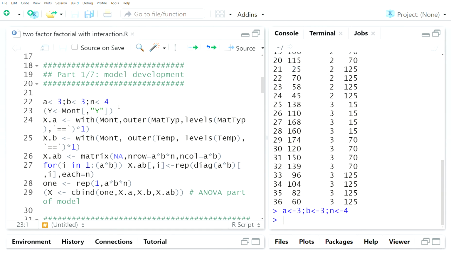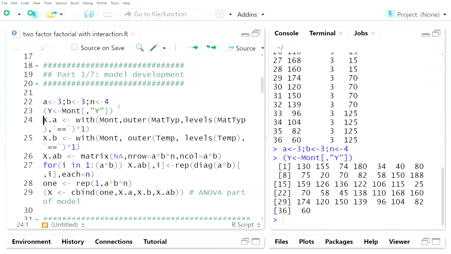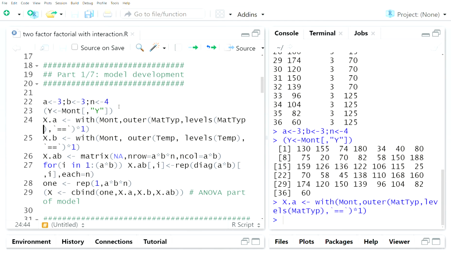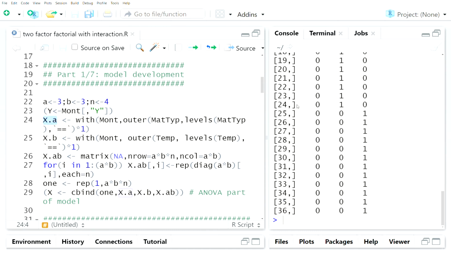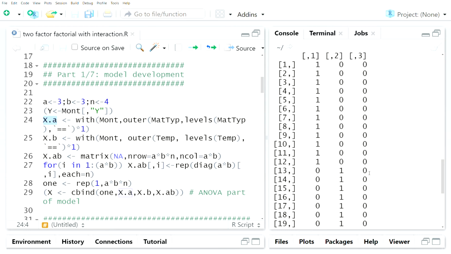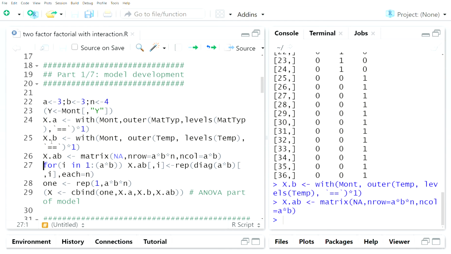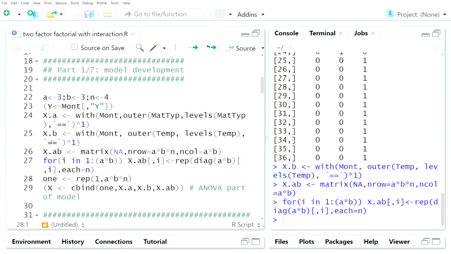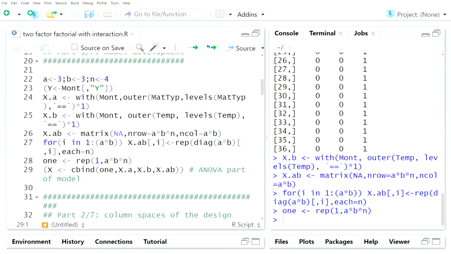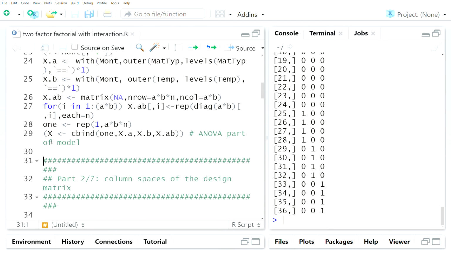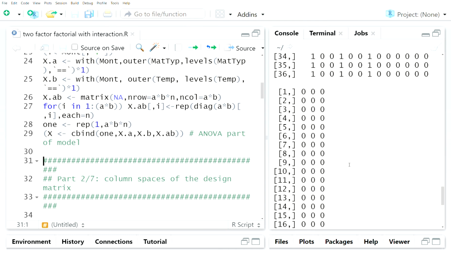So we're going to store the battery life in a variable called capital Y. We're going to have a design matrix piece for material type. And if we look at just material type, it looks like a one-way, fixed effects ANOVA. And then let's create a column space for factor B, the interaction effect. We need a column of ones for the grand mean, and then we're going to put them all in a matrix called X, and it looks like this.